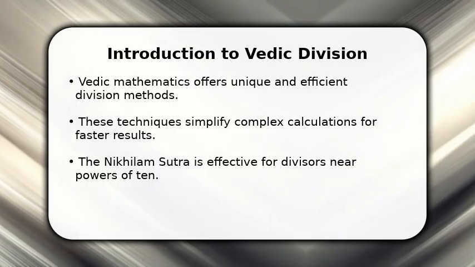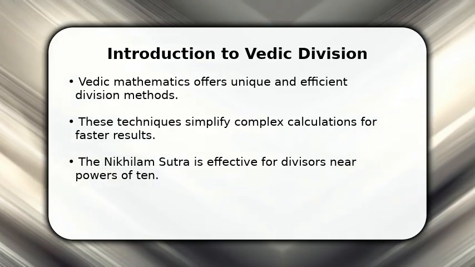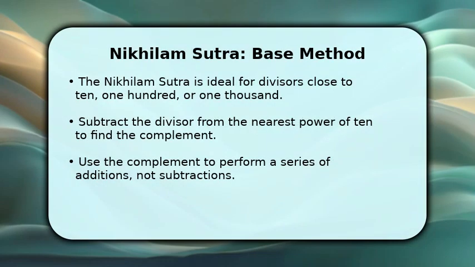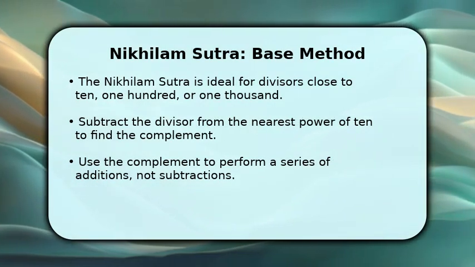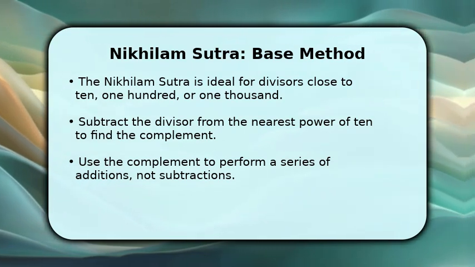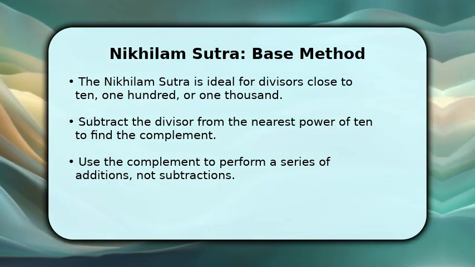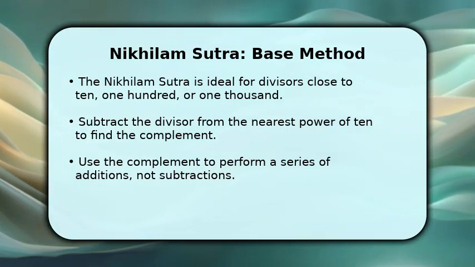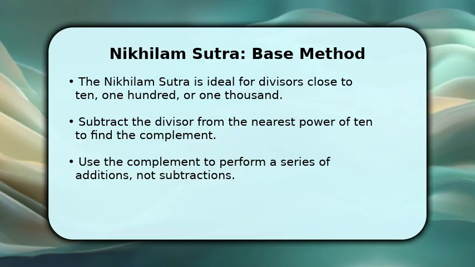We'll cover two main sutras, Nikhilam and Parivartya, each designed for different types of divisors. The Nikhilam Sutra is incredibly useful when your divisor is close to a base like 10, 100, or 1000. First, find the complement by subtracting the divisor from its nearest power of 10. For example, if dividing by 9, the complement is 1.